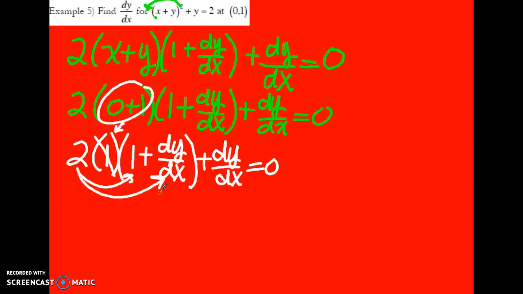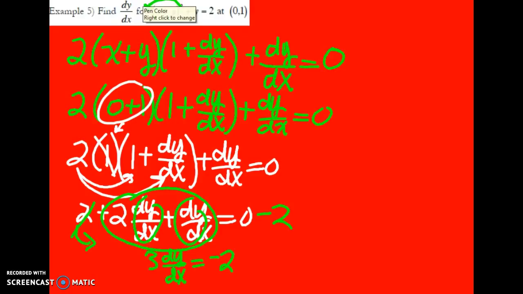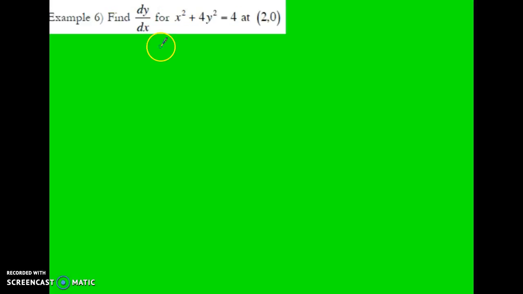And you end up with that right there, and then we can just bring the 2 over to the other side, subtracting it. And then combining these, you got 2 of these plus another one, it gives you 3 dy dx equals -2. And now you can probably just divide that 3, and you have your answer of -2/3. Okay, another one not so bad.